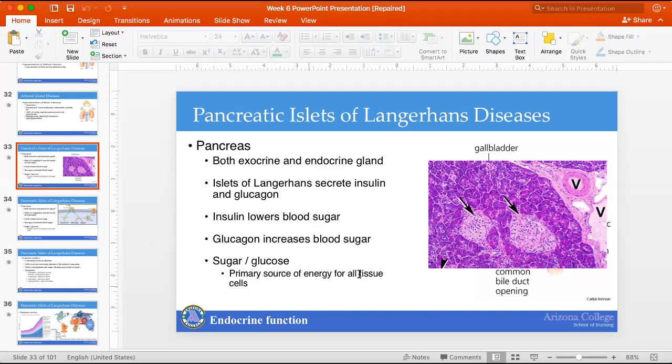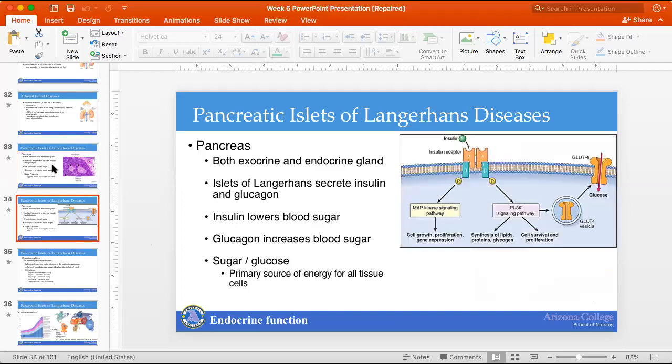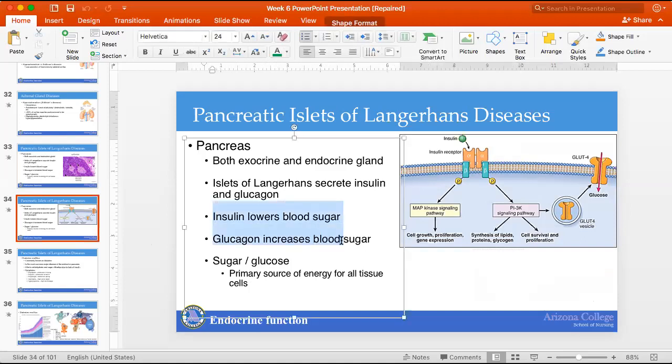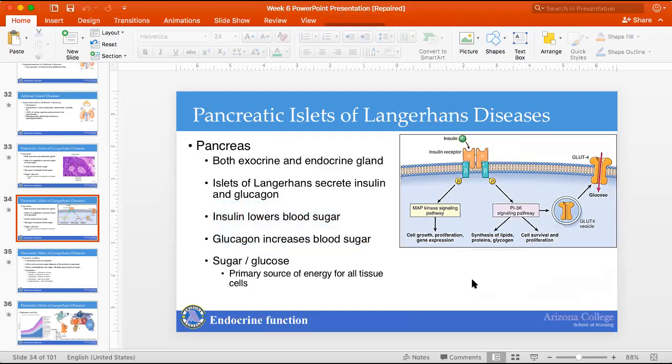Sugar and glucose are the primary source of energy for all tissue and cells. So that's what these are going to function and work on and respond to. So pancreas, again, remember, both exocrine and endocrine glands. The insulin and glucagon being released into the blood and functioning in the blood are going to be the endocrine gland functions.